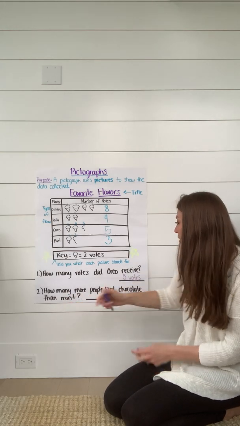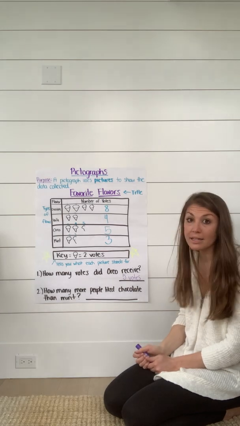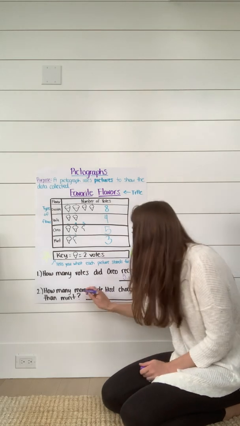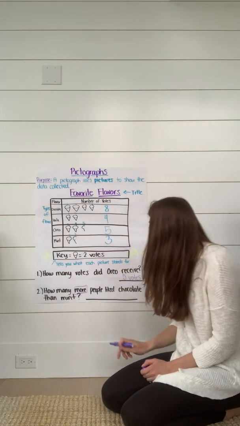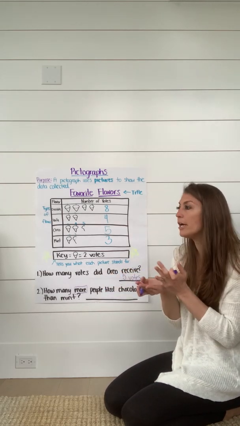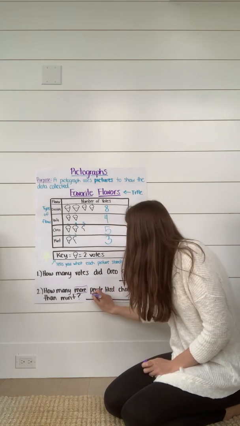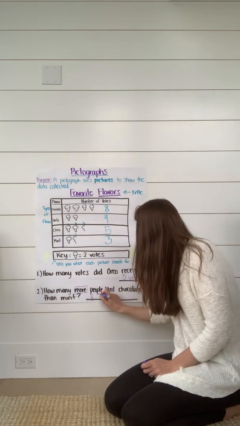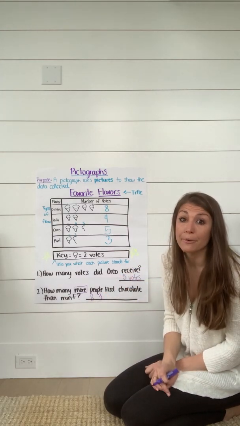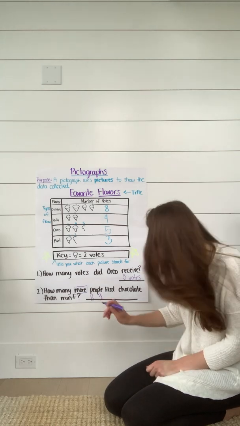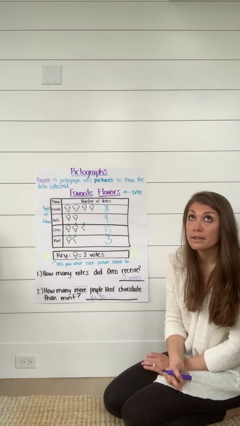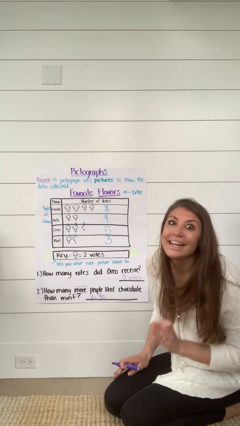Nice. And for number 2, it says, how many more people liked chocolate than mint? Oh man, wait a second. How many more? How many more liked chocolate than mint? That seems like I'm comparing these 2 numbers. Well, 8 people liked chocolate, 3 people liked mint. I need to find how many more. I know I'm gonna do what operation? Yeah, subtract. 8 minus 3 equals, what is equal? Yeah, 5.